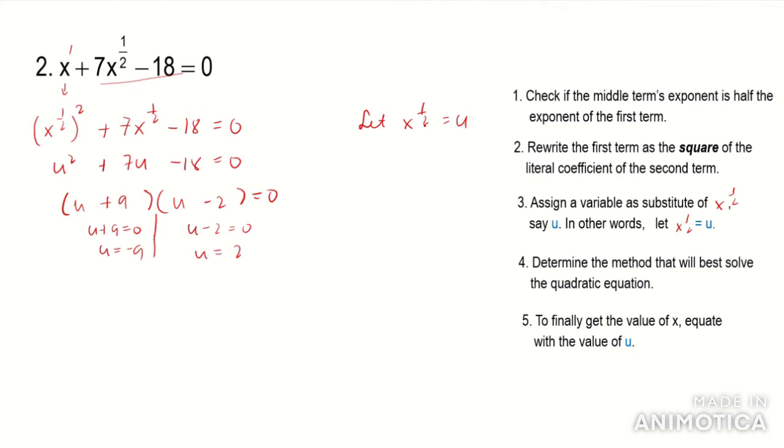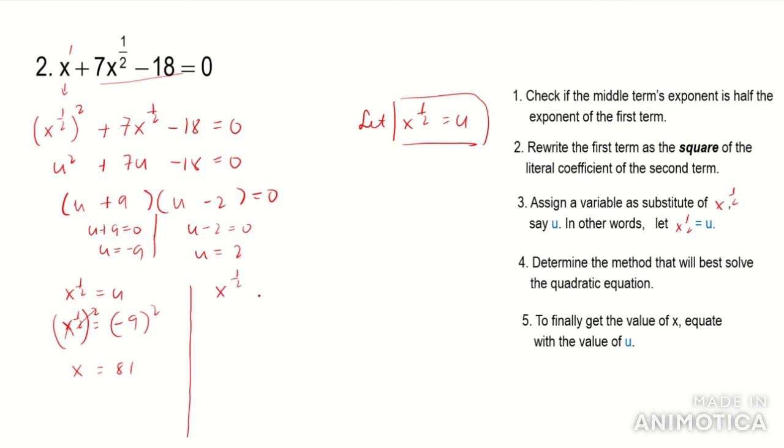Okay? Then, to finally solve for x, we go back to this equation to solve for the value of x. You have x raised to 1/2 is equal to u. Then, we have x raised to 1/2 is equal to negative 9. Then, we raise both sides to the reciprocal of 1/2, which is 2. Okay? So, what we have here is x. Negative 9 squared means negative 9 times negative 9, which is equal to 81.